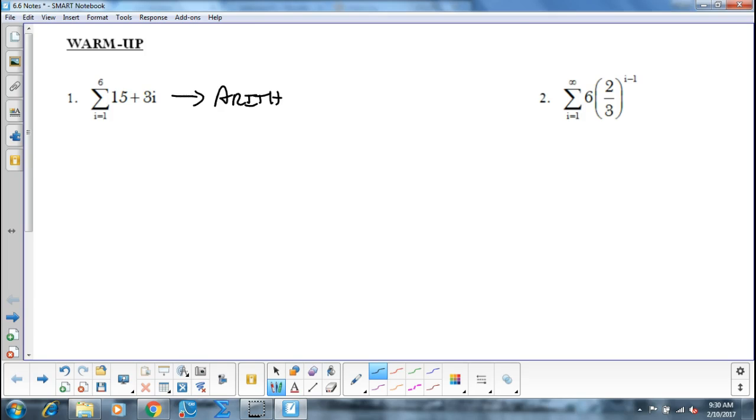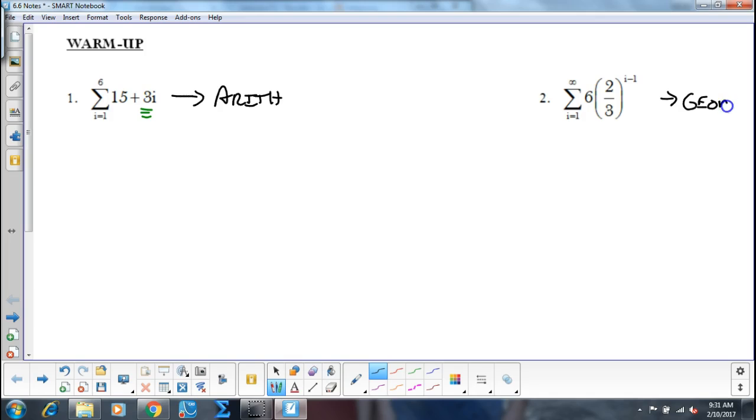So notice how D and R are always attached somehow to the variable. In an arithmetic, the common difference is attached, it's the coefficient. In a geometric, it's the base of the exponent.